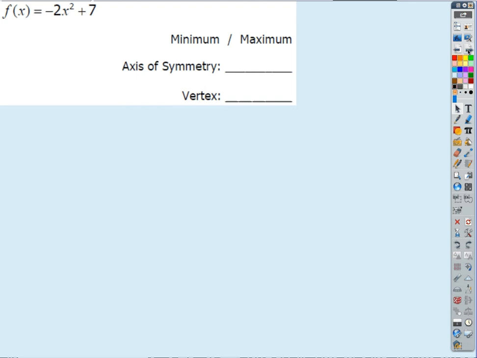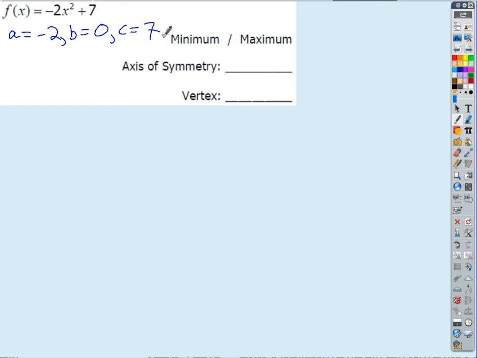Good, because a is negative, isn't it? So it opens down, so it's going to have a maximum, right? Okay? So what are the values of the parameters a, b, and c? a equals -2, b equals 0, c equals 7. Everybody see that? It's ax squared plus bx plus c. Because the x term is missing, the coefficient must be 0, right? We multiplied it by 0.